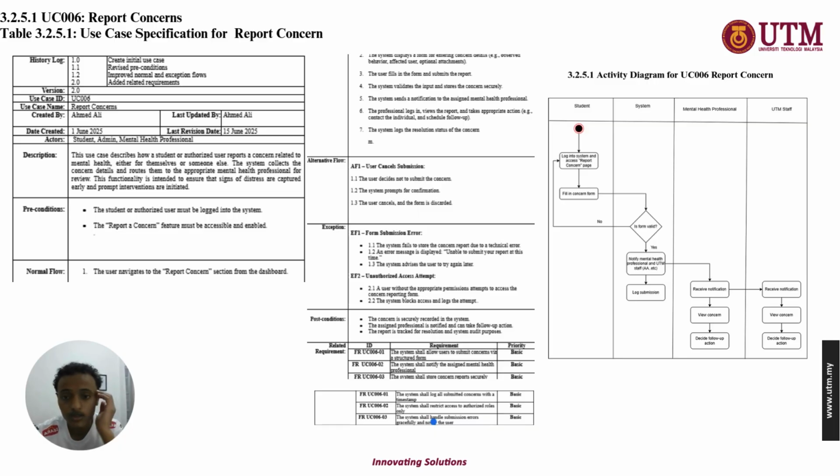In this use case, report concern, this use case describes how a student submits a mental health concern, which is forwarded to a professional to enable early intervention. First, the student will log into the system. After that, fill in the consent form. If it's valid, the system will notify the mental health professional and UTM staff. After that, the mental health professional and UTM staff will receive a notification and can view the concern and follow up with action.